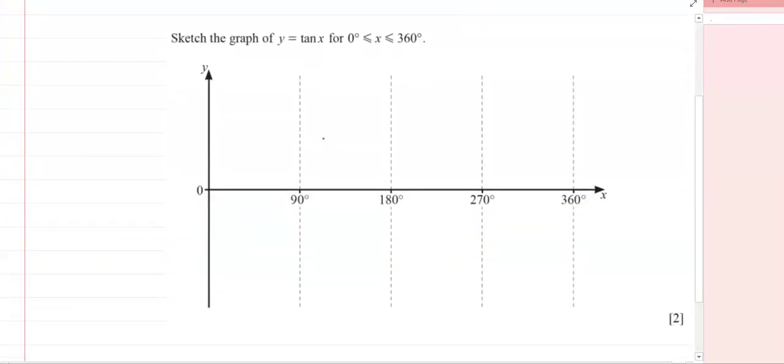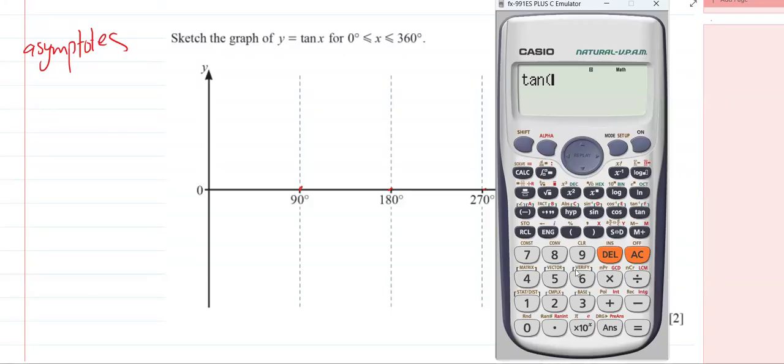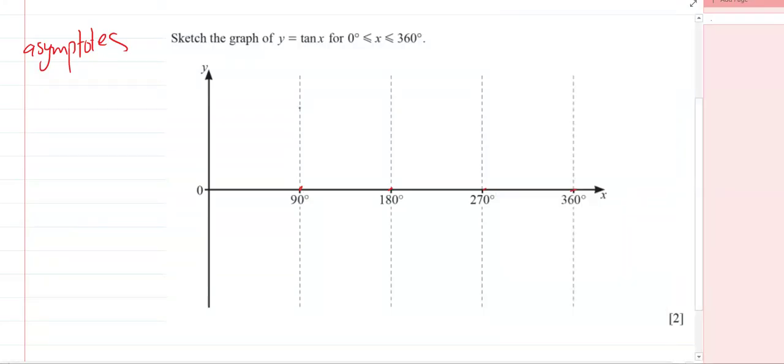If you see these values at 90, 180, 270, and 360, tangent will be invalid. So these points are called asymptotes. What do we call them? Asymptotes. For example, if you take tangent 90 degree, it will give you a math error. It means tangent is invalid at this value. 180, 270, 360, tangent will be invalid. So always when you sketch the tangent graph, you have to draw first at these points, these values.